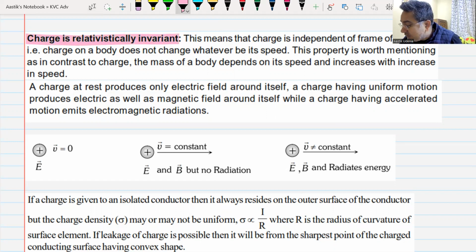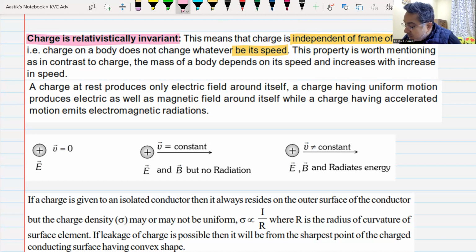Charge is relativistically invariant. It means that the value of charge is independent of the frame of reference, or the value of charge does not depend on its speed. You must remember that the mass of a body depends on speed. If you go near to the speed of light, your mass changes, length changes. But the value of charge, no matter from where you see it or no matter what speed it is moving, the value of charge of an electron will always remain the charge of an electron. Do we understand this?